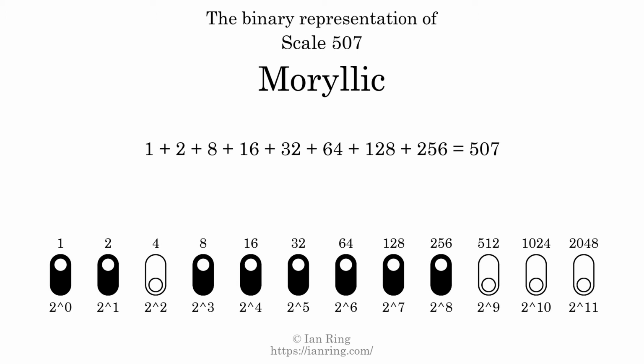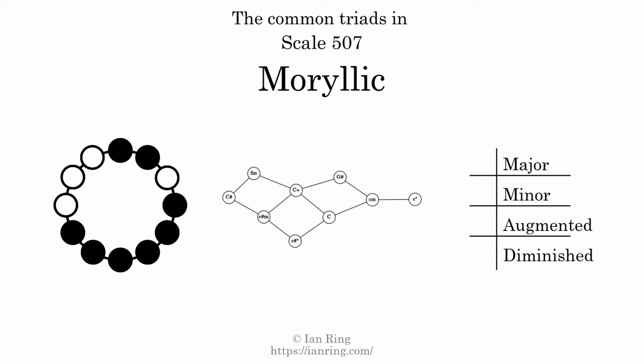The scale number not only enumerates the scale with a unique index, but it also literally describes the tonal content of the scale. Represented as a binary number in base 2, the scale number is 0001111111011. Here are the common triads present in this scale.